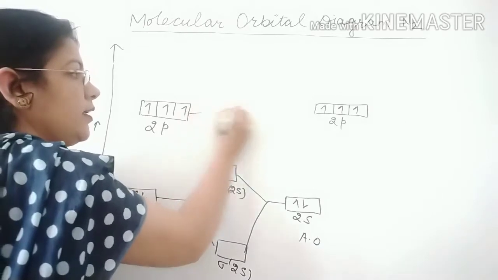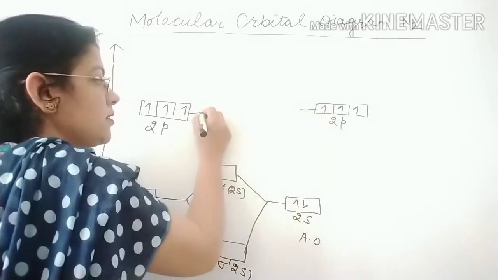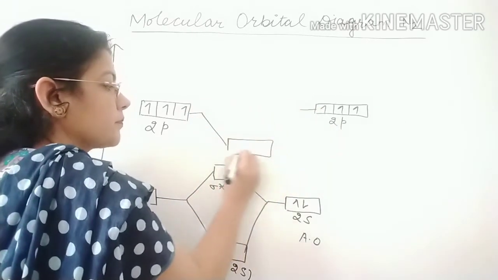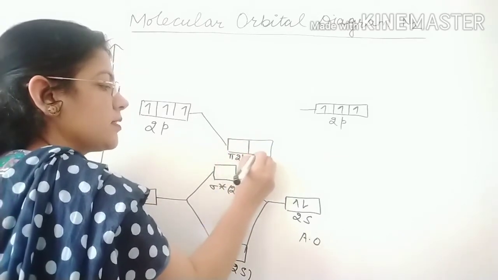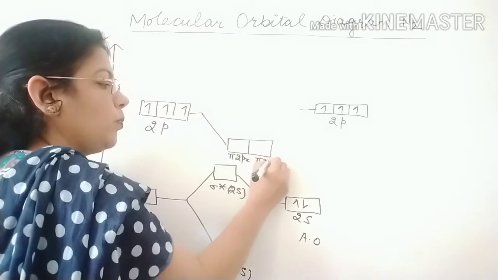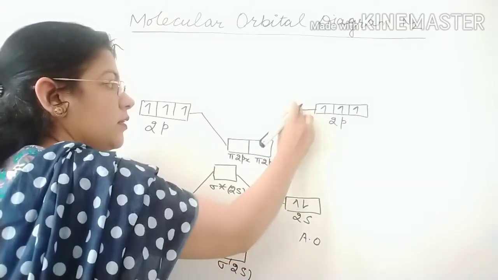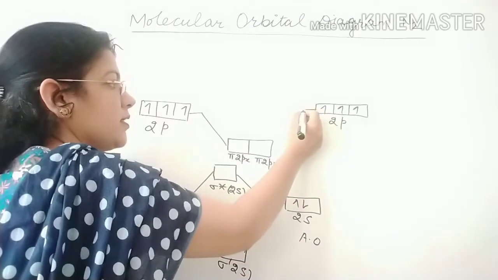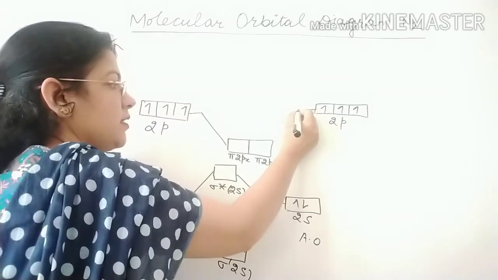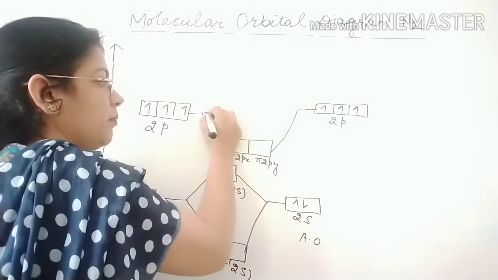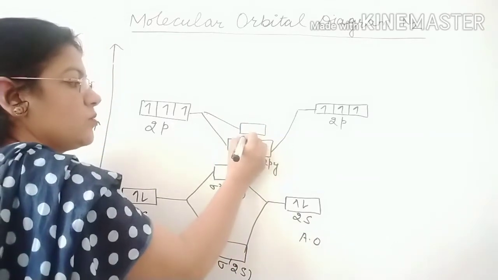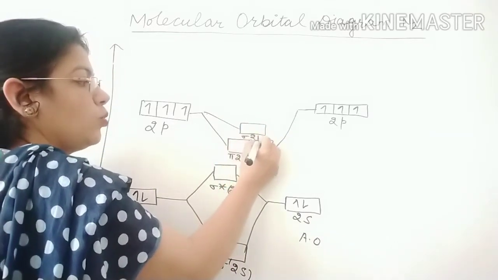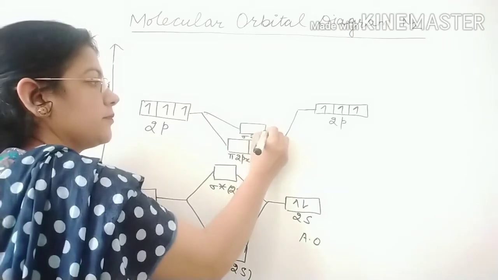So I write here, this is pi 2px and pi 2py. This pi bond has lesser energy as compared to the sigma electrons. So this one is the sigma 2pz.